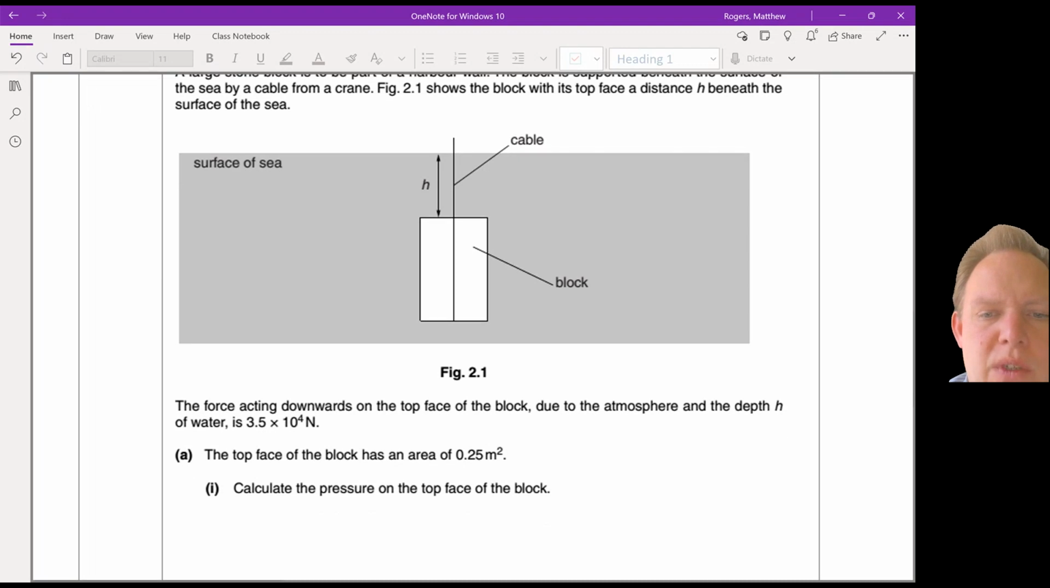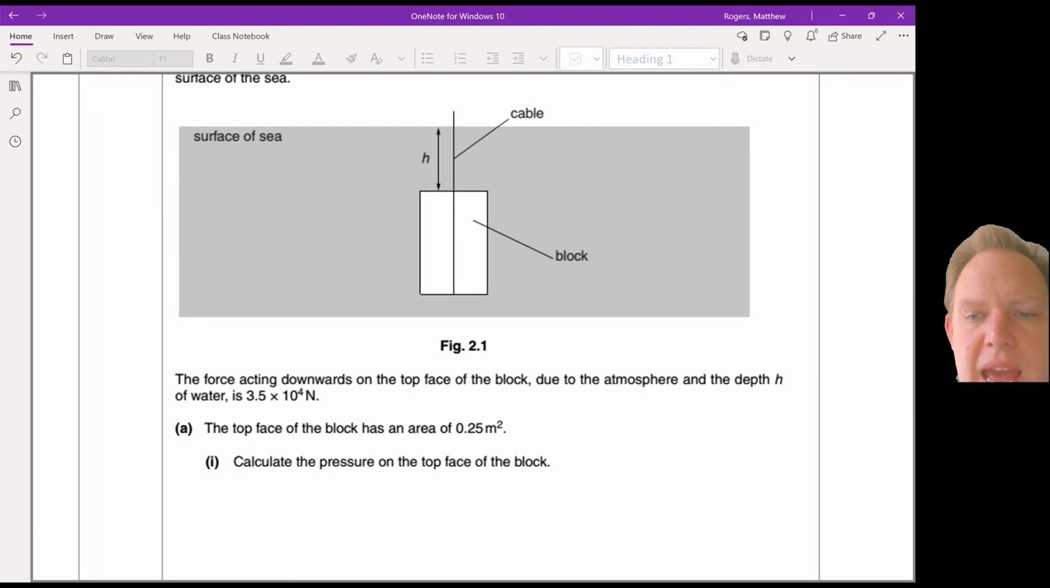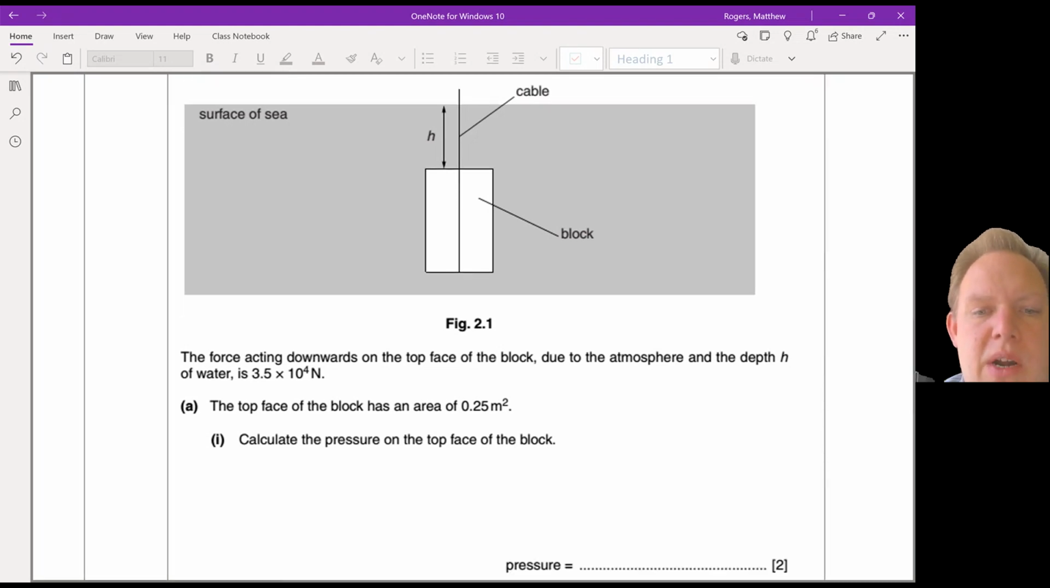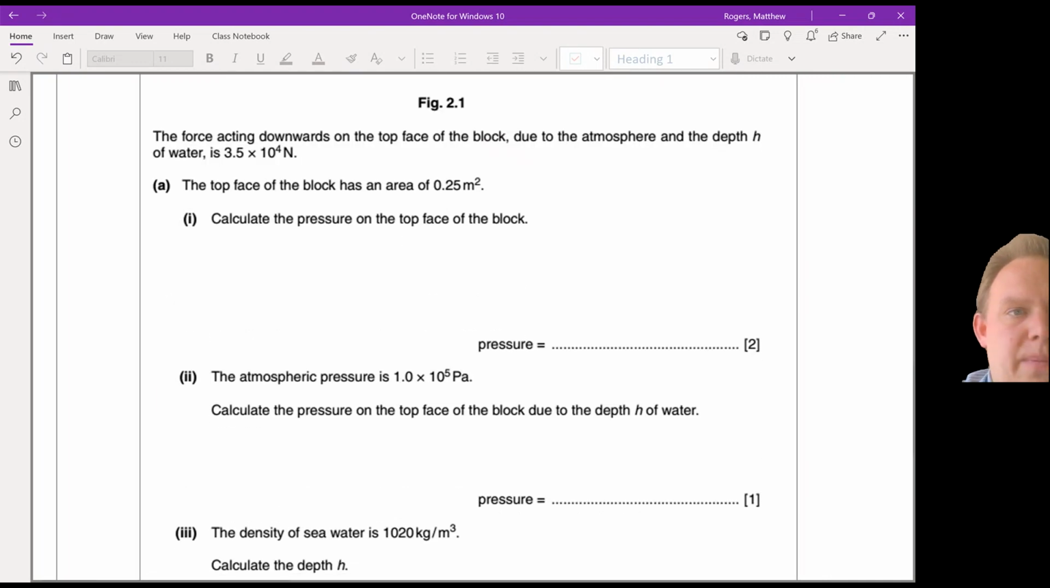The force acting downwards on the top face of the block due to the atmosphere and the depth h of the water is 3.5 times 10 to the 4 newtons. The top face of the block has an area of 0.25 meters squared. Calculate the pressure on the top face of the block.